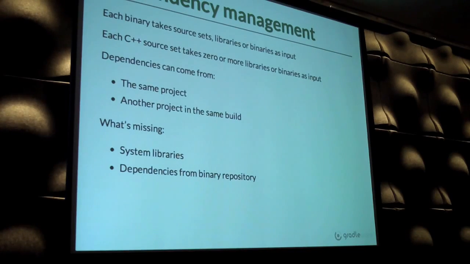So we've already seen, a binary takes a bunch of things as input. It takes source sets as input, libraries, and binaries. For each source set it takes as input, it needs to compile that first in order to link it. For a library, it needs to choose the right variant, and for a binary, it can just link that in.